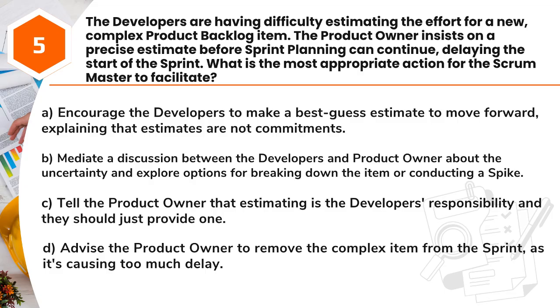A. Encourage the developers to make a best guess estimate to move forward, explaining that estimates are not commitments. B. Mediate a discussion between the developers and product owner about the uncertainty and explore options for breaking down the item or conducting a spike. C. Tell the product owner that estimating is the developer's responsibility and they should just provide one. D. Advise the product owner to remove the complex item from the sprint, as it's causing too much delay.